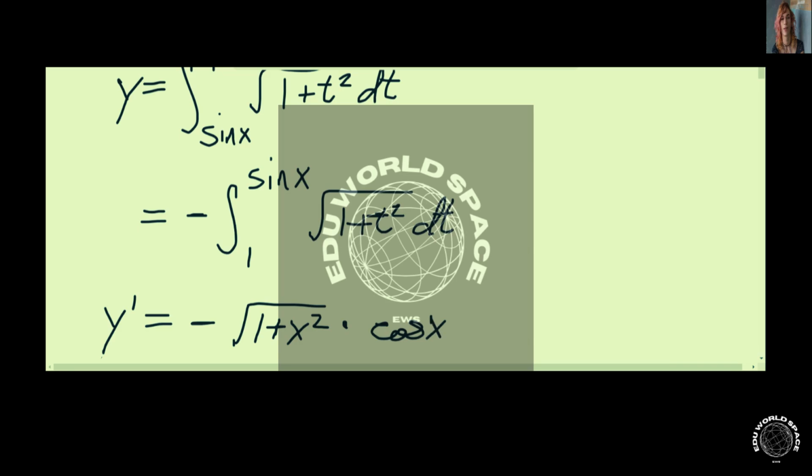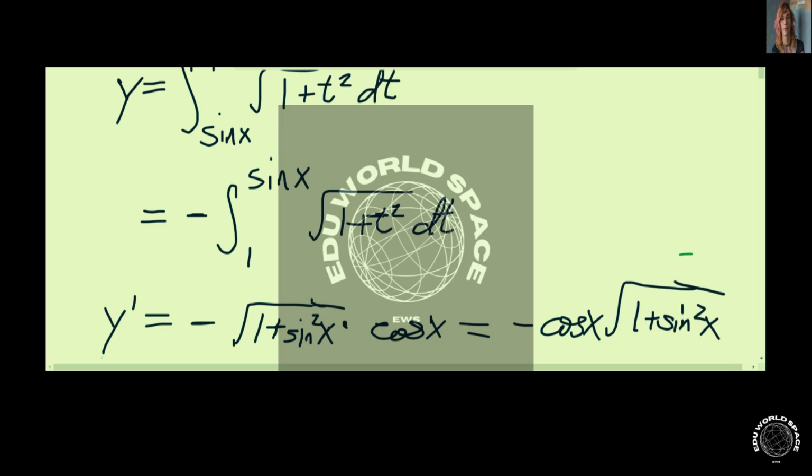which we could also rewrite as, instead of 1 plus x squared, we substitute sine x for x here. So this is square root of 1 plus sine squared of x. And so this is negative cosine of x times the square root of 1 plus sine squared of x.